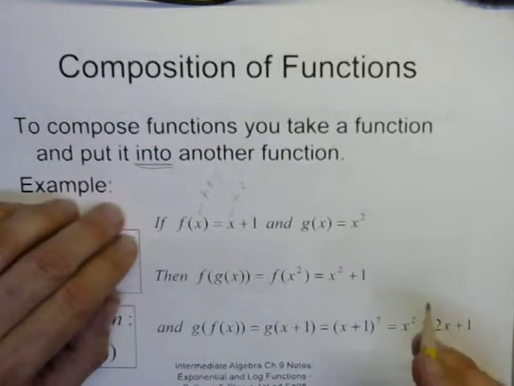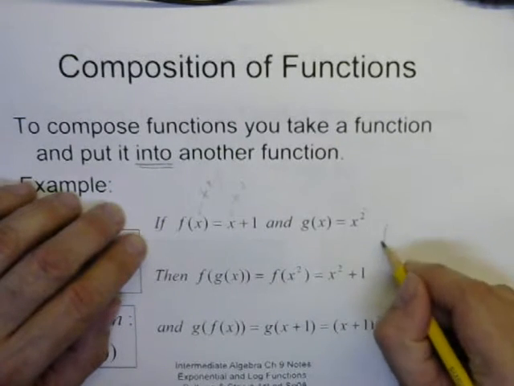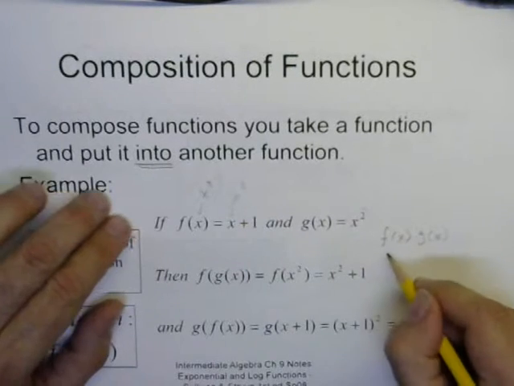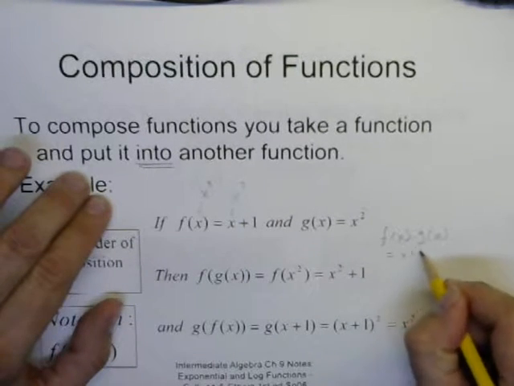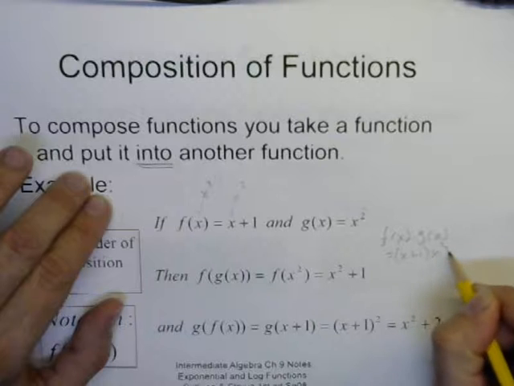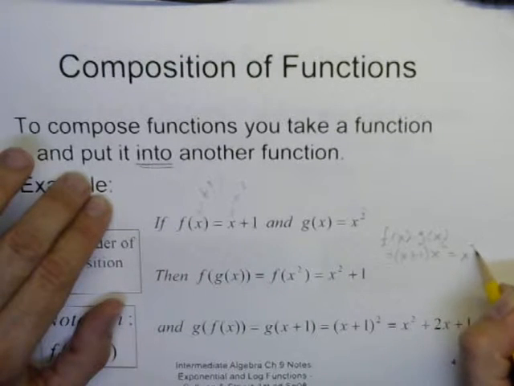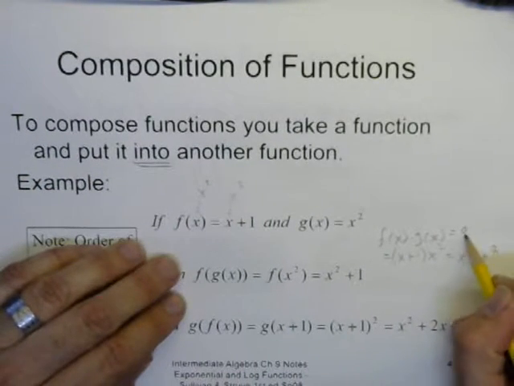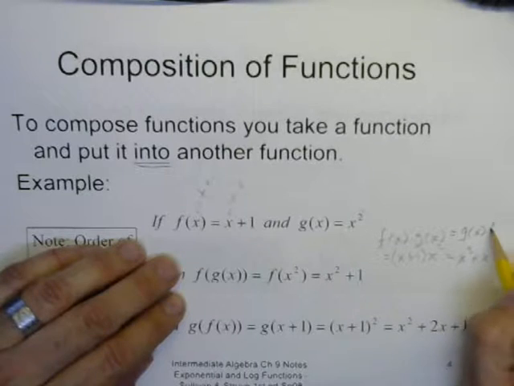And you'll notice that that is not the same as multiplication, right? If I had f of x times g of x, that would give me x plus 1 times x squared, which gives me x cubed plus x squared. And you'll notice here that it doesn't matter what order I multiply them in, I'll still get the same answer.